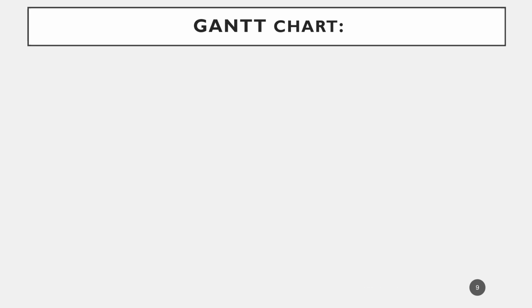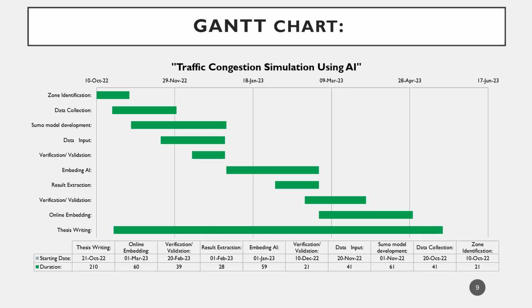Okay, so this is our Gantt chart. As you can see, every line is green, which means we have completed our project and successfully done it, and we have achieved all our objectives and have created an online tool.